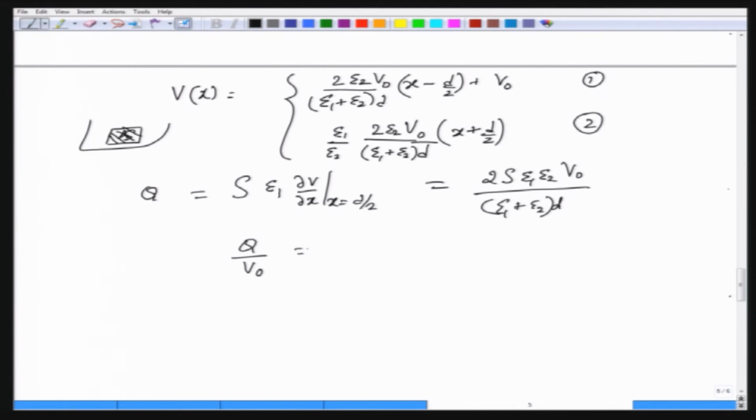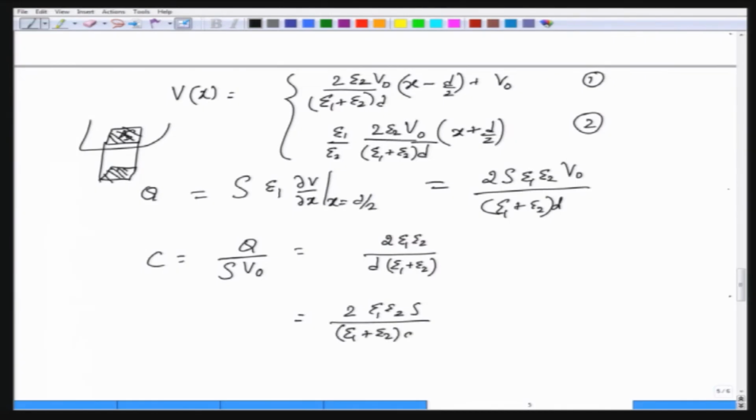Now, divide the charge enclosed in that surface area by V0, and you are going to get the capacitance of this parallel plate. Since this is a uniform parallel plate capacitor, you can also find the charge over the surface S and call this capacitance per unit surface. So, you will have Q by S V0, given by 2 epsilon 1 epsilon 2 divided by d into epsilon 1 plus epsilon 2, or if you include the surface area S, you can rewrite this as 2 epsilon 1 epsilon 2 S divided by epsilon 1 plus epsilon 2 into d.